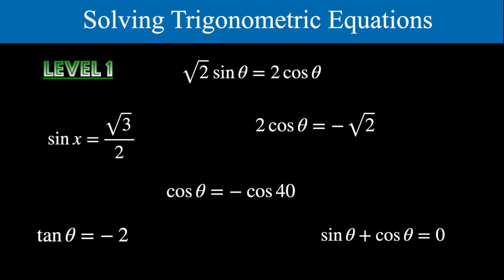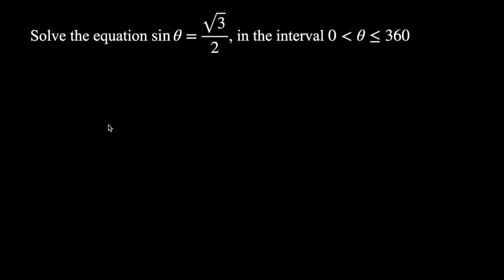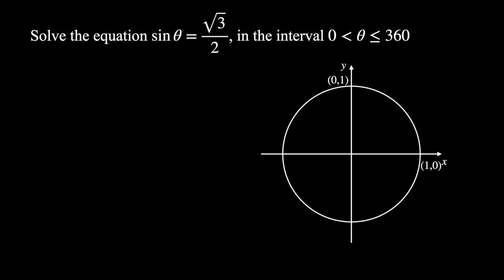Okay, let's jump into this first example then. The question says solve the equation sine theta equals root 3 on 2 in the interval 0 to 360 degrees. When they say solve the equation, they're really asking to find the value of theta, or the values of theta in this interval. Okay, let's start with our unit circle. I'm going to be using the unit circle in most of these problems, although I will show you an example using the graphs as well and how to solve equations with graphs.